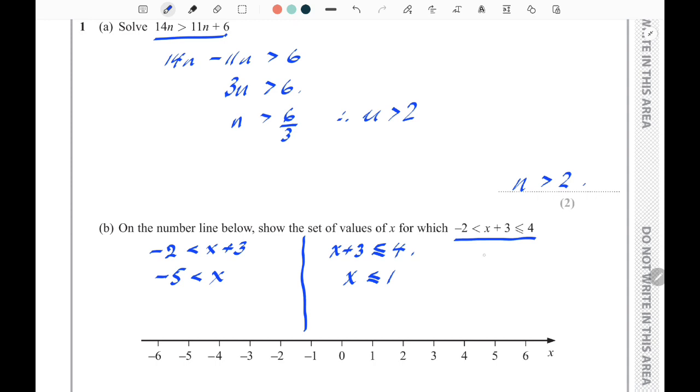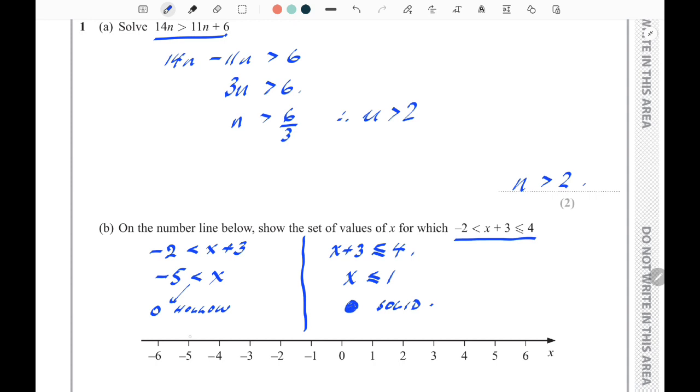When it's less than or greater than only, that sign there, you want that to be a hollow circle, because x cannot be 5 or minus 5. It has to be greater than. And on the other side, where you have less than or equal to, in this case, we use a solid circle, because x can equal 1, and then anything less than that. So that one's a solid.